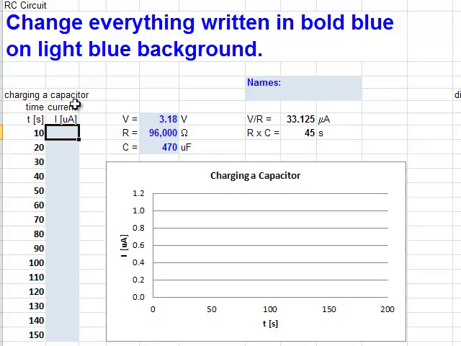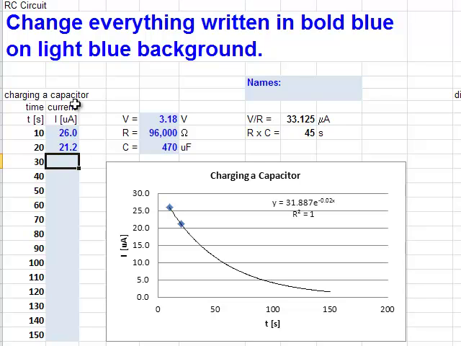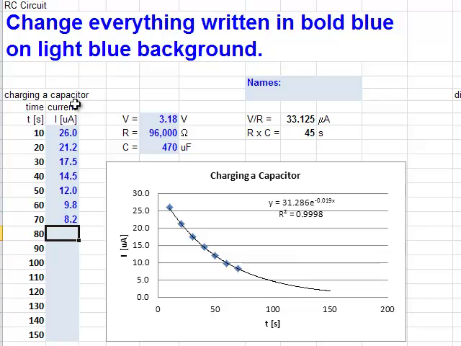So at 10 seconds, I got 26.0 microamps, 21.2, 17.5, 14.5, and I could have done that ahead of time, but I figure I might as well show you what happens here already on the graph, that it's dynamically calculating this graph and changing the results as I put in more data. 7, 9.